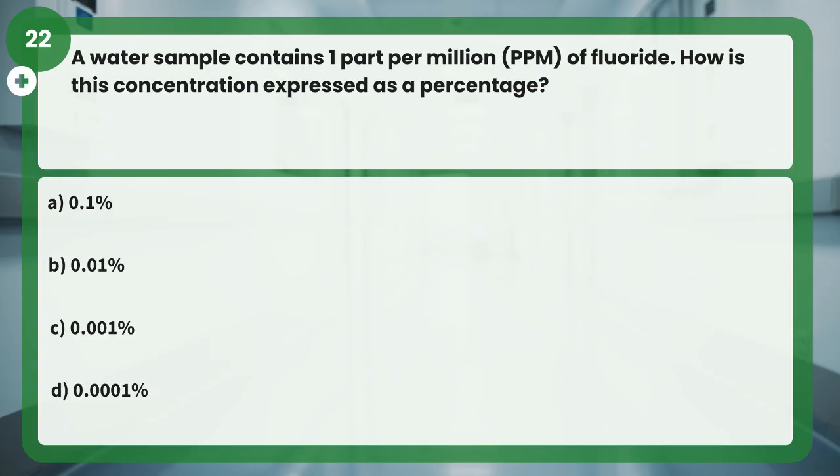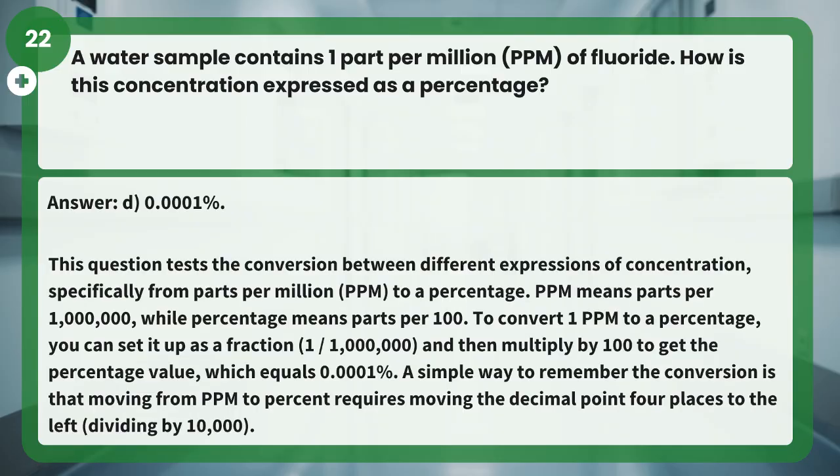Question 22. A water sample contains 1 part per million, ppm, of fluoride. How is this concentration expressed as a percentage? A. 0.1%. B. 0.01%. C. 0.001%. D. 0.0001%. Answer: D.